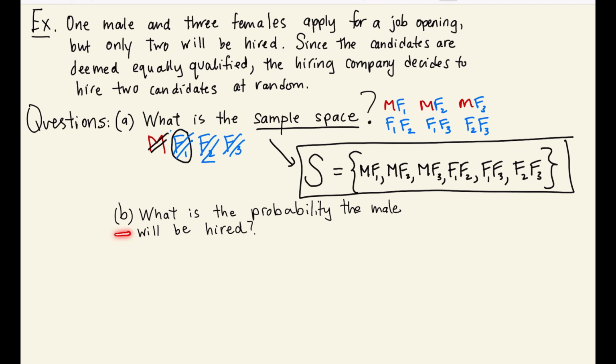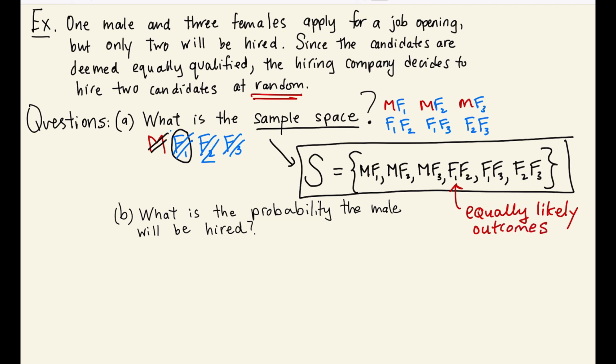So let's move on to the second question. It asks us to compute a probability. So what is the probability the male will be hired? So this is a case of calculating a classical or a theoretical probability. In this case, when I look at the sample space, I can see that there are six possible outcomes, and each of these is equally likely. Okay, these are all what we would call equally likely outcomes, because the candidates are being chosen at random. So there's no candidate that's given more preference. So that's important to note, because that allows us to use the classical or theoretical formula.